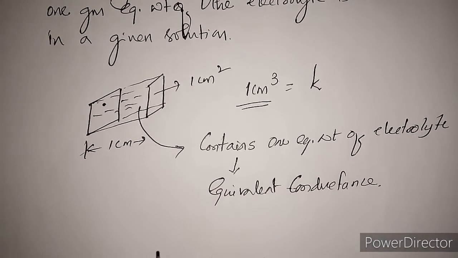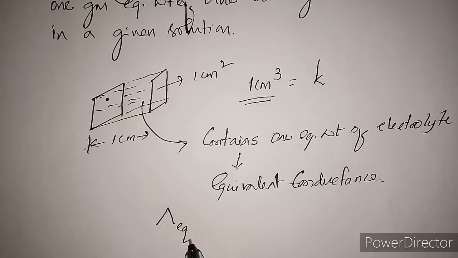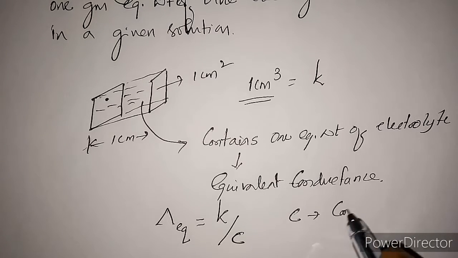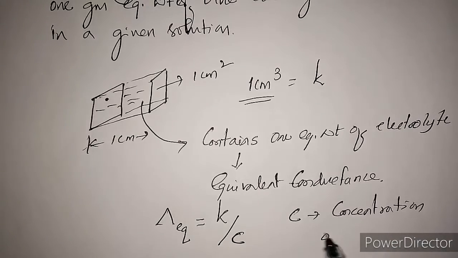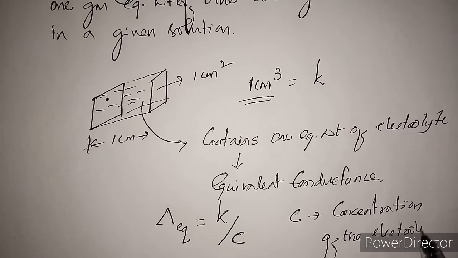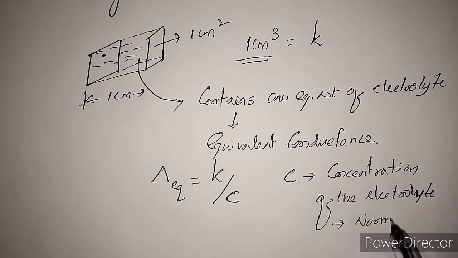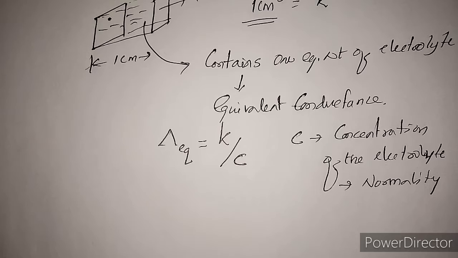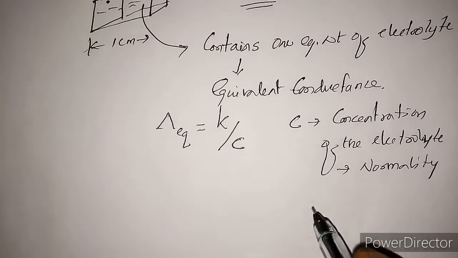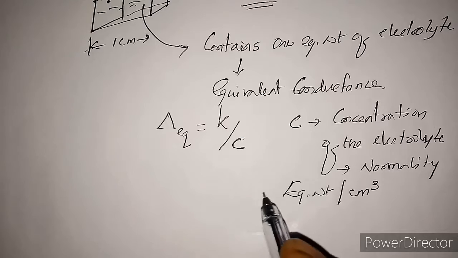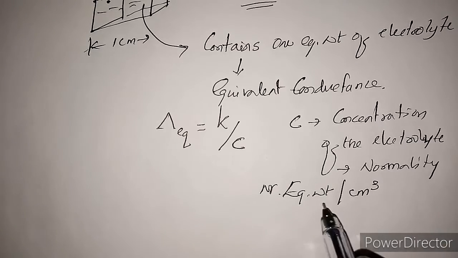Equivalent conductance. Lambda EQ is equal to kappa divided by C, because it is per equivalent weight, per meter cube or per centimeter cube, where C is the concentration of the electrolyte expressed in normality. In molar conductance, the concentration of the electrolyte is expressed in molarity, but here it is normality. Normality is the number of equivalent weight per cm cube.